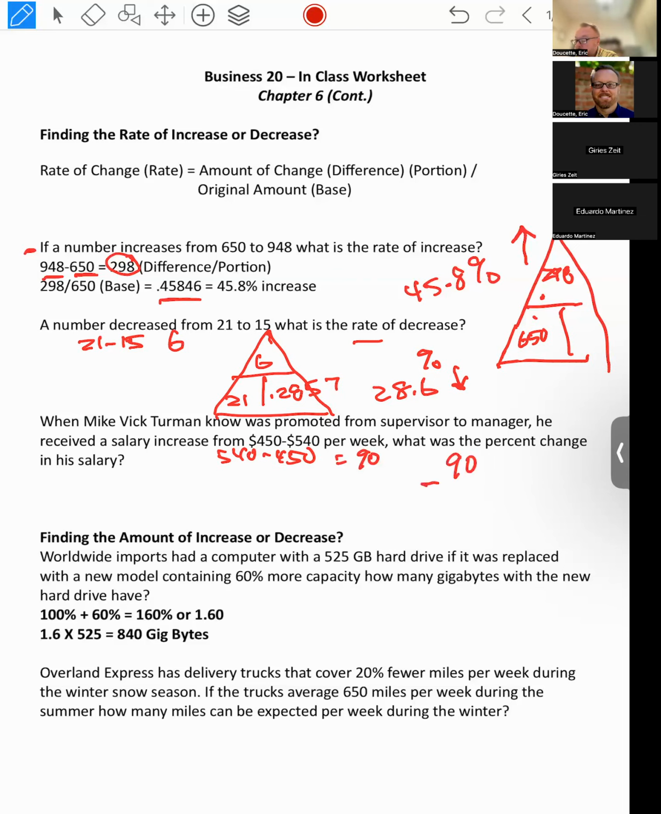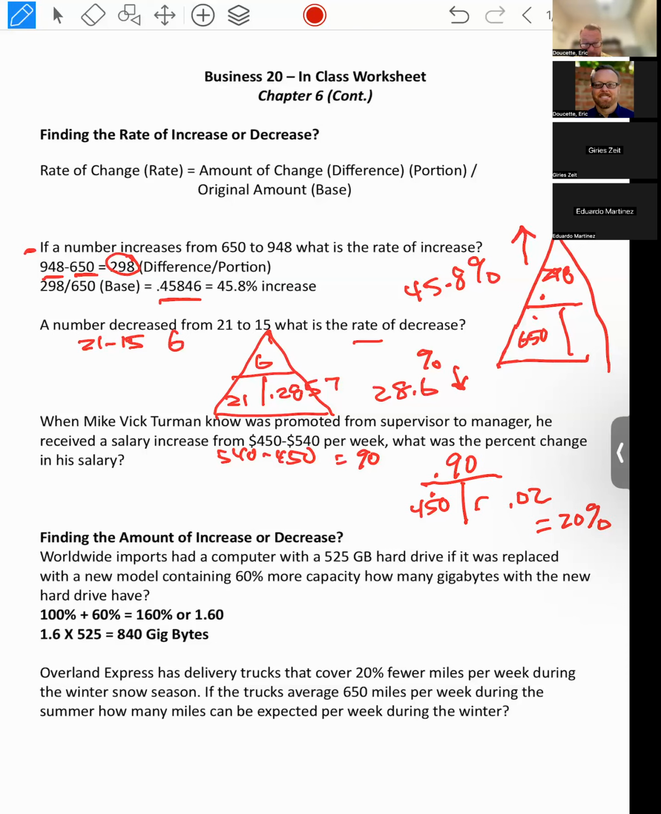So 90, in this case, the original amount was what? 450. So I'm going to divide those two to find my rate. So 90 divided by 450 equals 0.2, or that would be converted as 20%. So he got a 20% raise. That's pretty good. Who wouldn't want a 20% raise? So that's what Michael Vick earned.